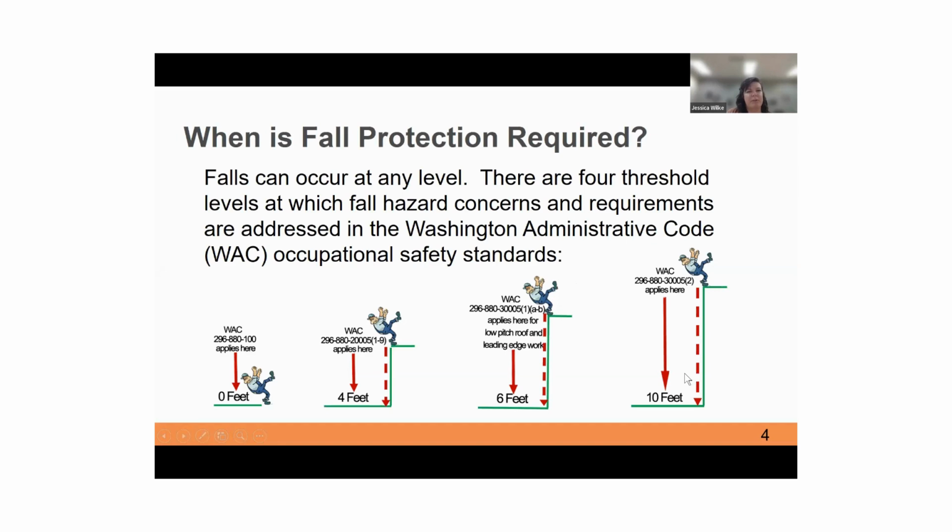Okay, so when is fall protection required? Falls can occur at any level. There are 4 trigger heights that are mentioned in the WAC code, and the WAC code is the Washington Administrative Code. Chapter 296 covers labor and industry, and then there are several chapters within that that cover the different occupational standards. To keep things simple today, we're going to have hazards that are triggered at 0 feet, or regardless of height, 4 feet, 6 feet, and 10 feet.